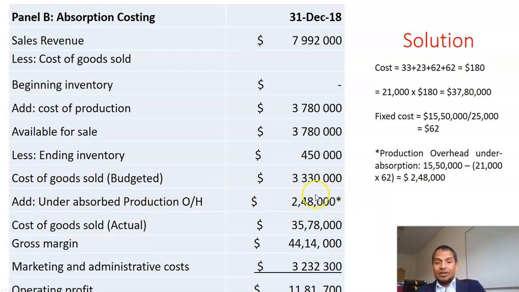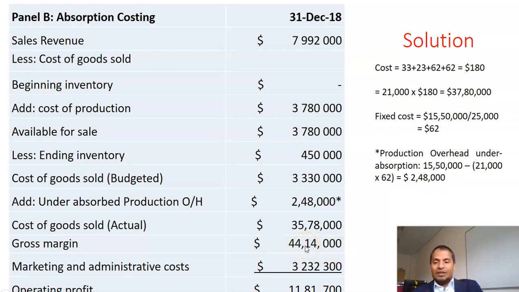Then if you add this together, this is what we didn't consider here. And that's why this cost of goods sold is actually a lower figure. It doesn't reflect our total cost because we charged fixed overhead for only the units produced. As it is a fixed cost, though we produce less, our expenditure will not reduce, it will actually be 1,550,000. So that's why we need to add this figure. So our actual cost of goods sold is 3,578,000.